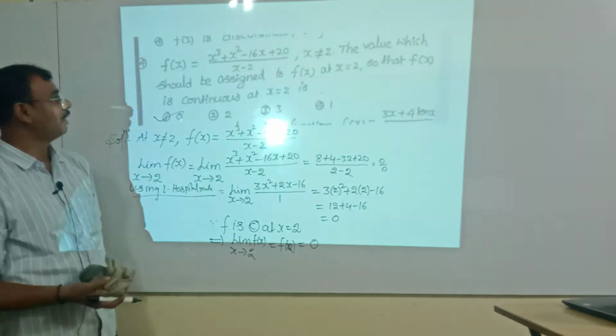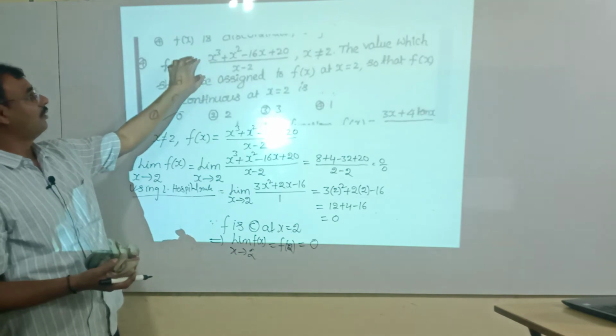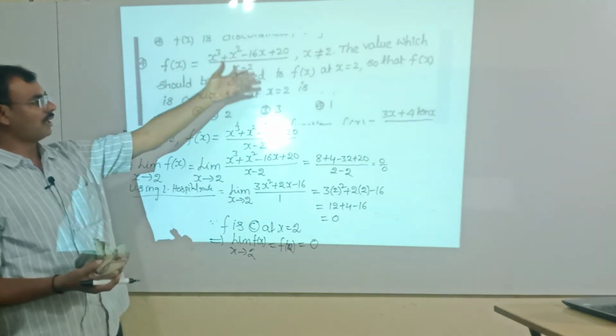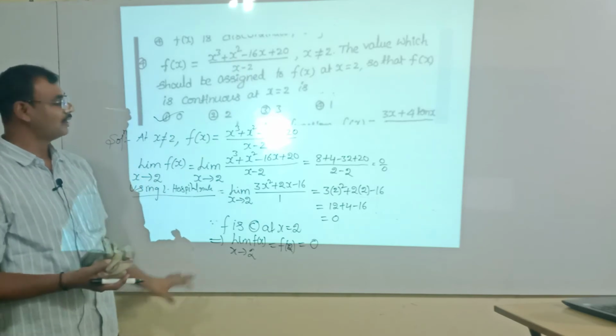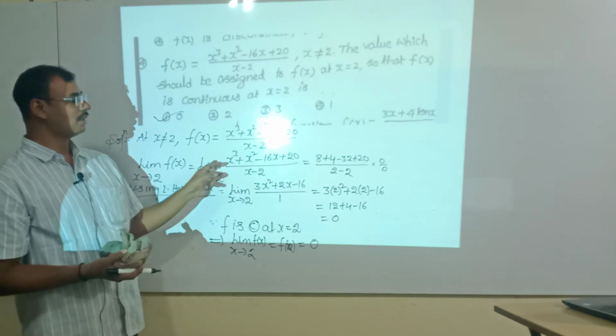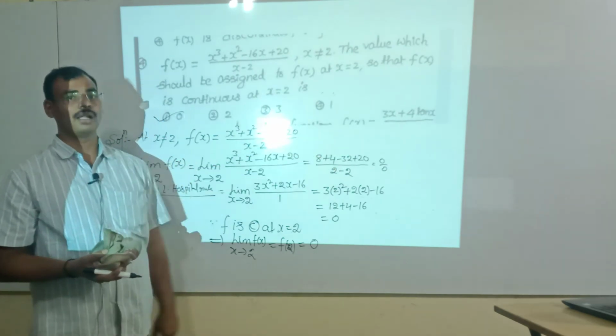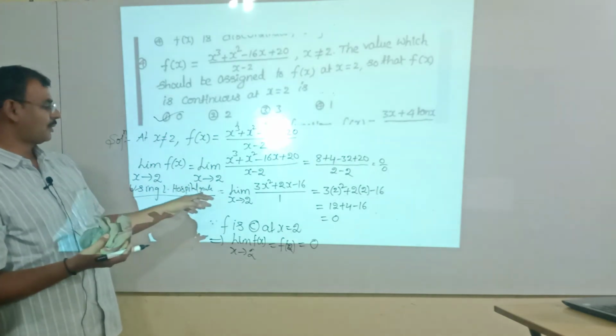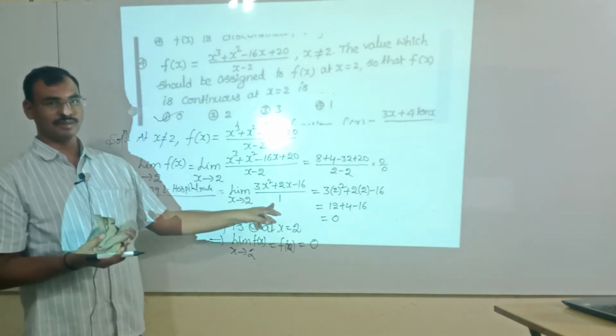So this is the value. Whenever algebraic functions are given, generally we apply the factorization method. But instead of that, there is a shortcut: if the 0 by 0 form or infinity by infinity form is given, then we calculate this using L'Hospital rule.